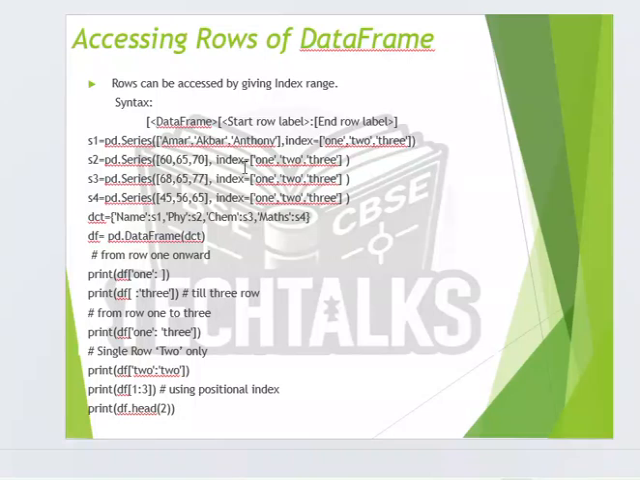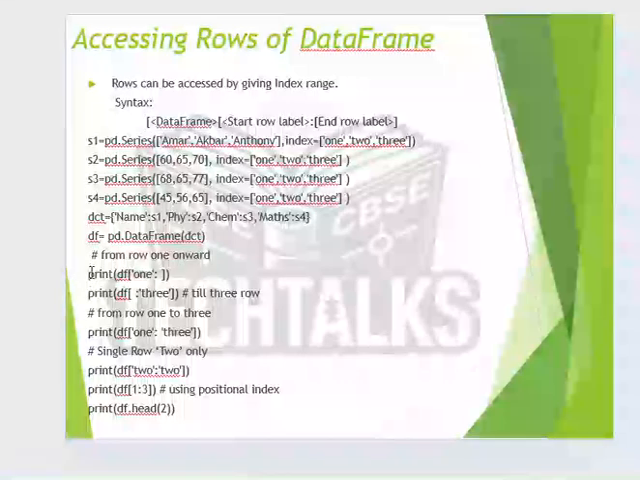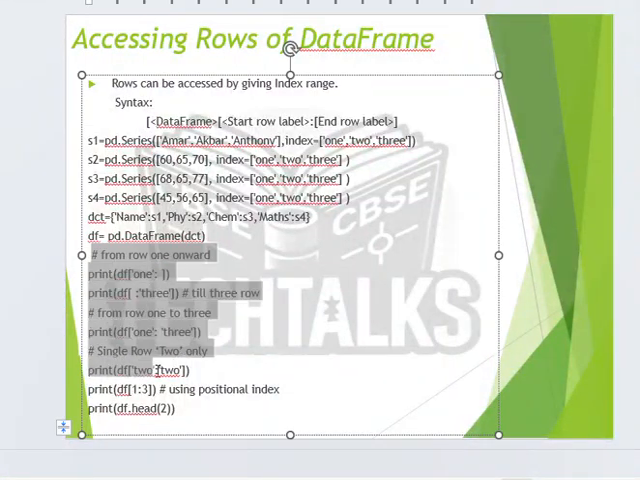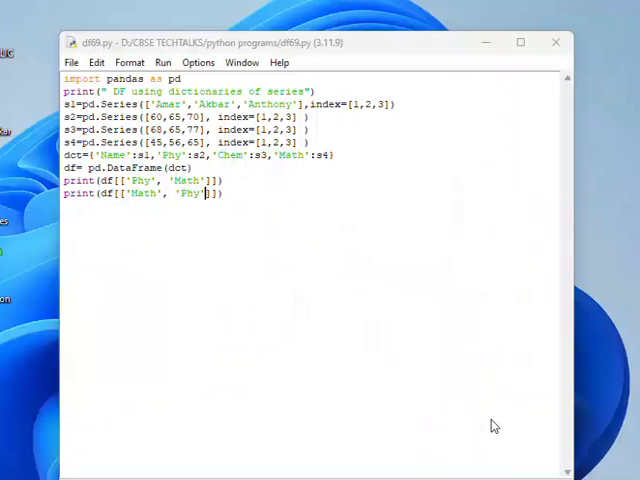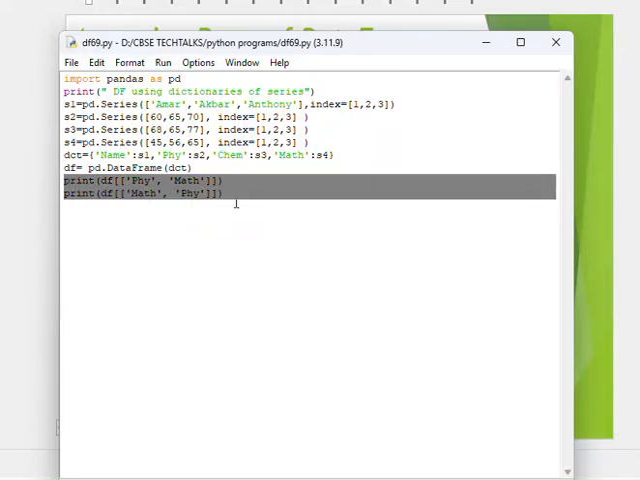Accessing rows of data frame. How to access the rows of data frame? Rows can be accessed by giving an index range. Now, data frame, start row label, colon, end row label. The way we have used this in the series, it goes the same way. These are series 1, series 2, series 3, series 4, and then we have given the name to the series we already have. Now, we have converted our series into a data frame. I will be using all these statements because the rest of the coding is the same, and I will explain these statements only.